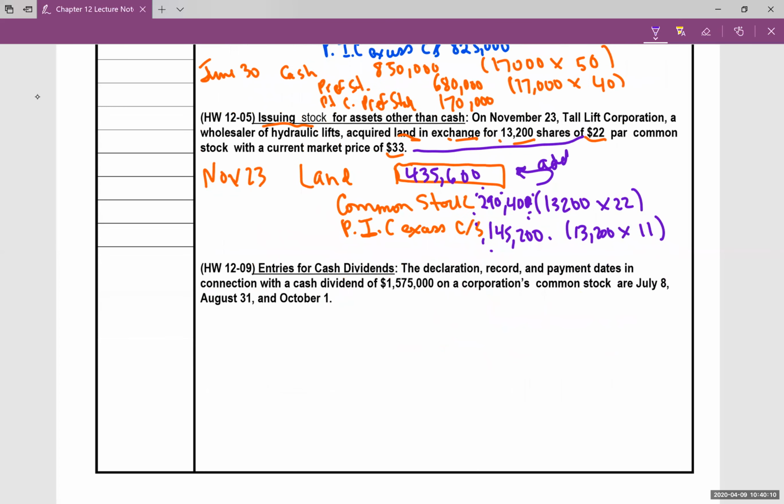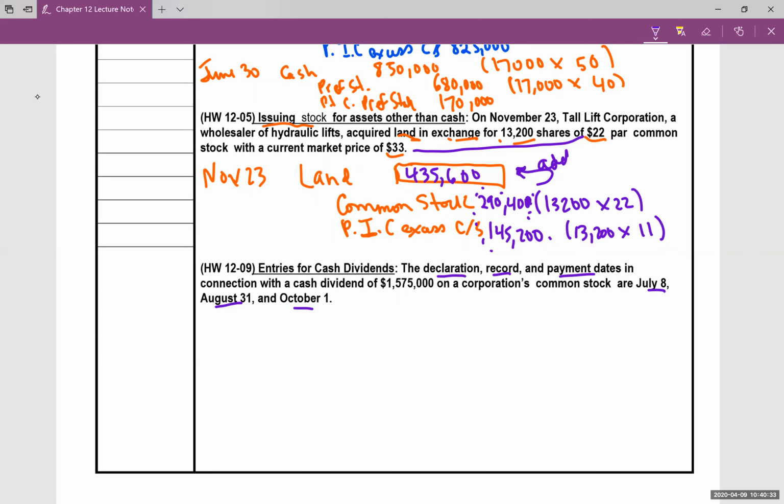Now, entries for cash dividends. I like these. I feel like they're kind of easy. But there are some terms you need to know. There's something called the declaration of a dividend, the record or the recording of the dividend, and the payment of the dividend, okay? And each of them can have separate dates. We have a July 8th for the declaration, August 31st for the recording, and October 1st.